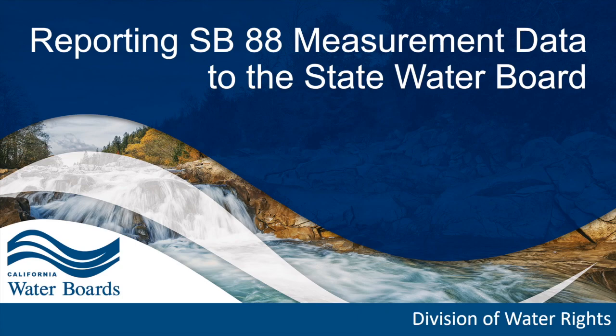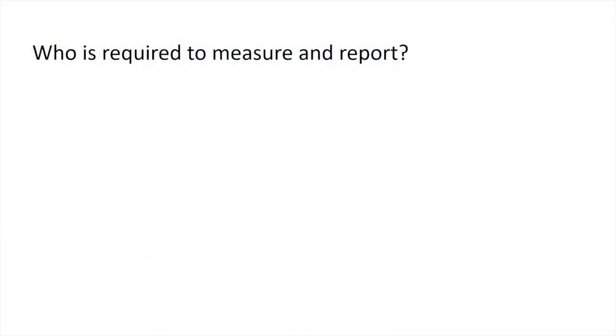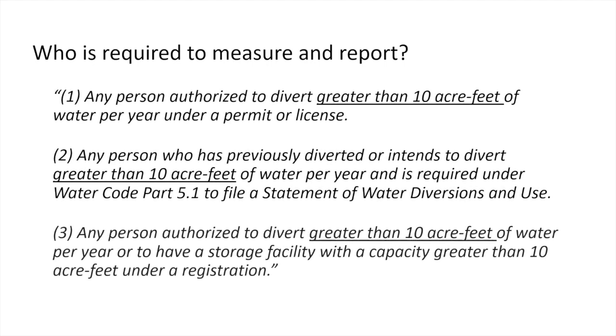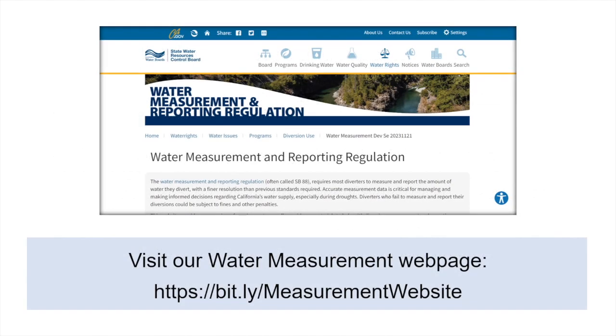In this video, I will demonstrate how to report a measuring device and an associated data file to fulfill the requirements of the Senate Bill 88 Water Measurement and Reporting Regulation. Simply put, the regulation applies to diverters who are authorized to divert, have previously diverted, or plan to divert more than 10 acre-feet in a single water year. For more specific information about reporting requirements, please refer to our water measurement webpage.